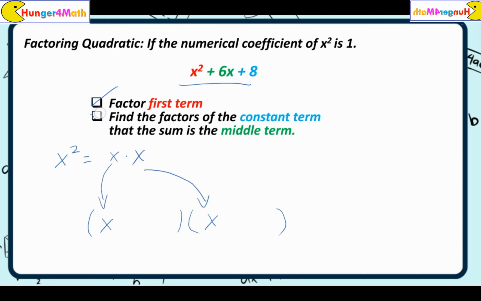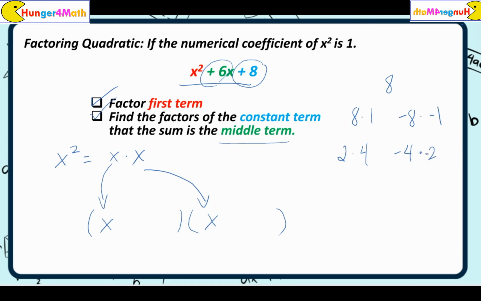Then next is find the factors of the constant term, which is the 8. And then the sum of that should be the middle term. The middle term is positive 6. So let's list down all the factors of 8. That will be 8 times 1, negative 8 times negative 1, 2 times 4, also negative 4 times negative 2, to make it positive.